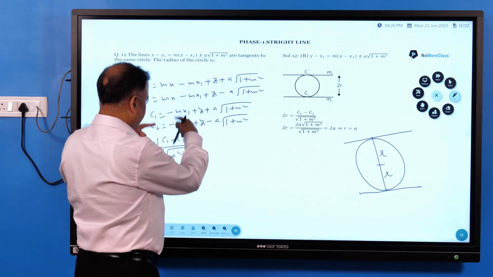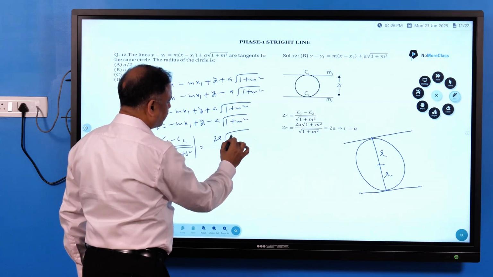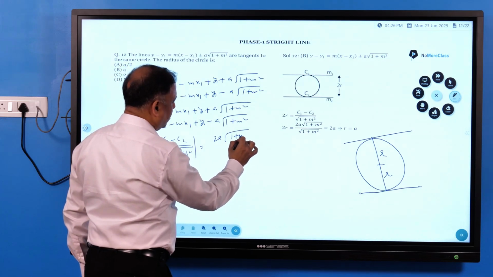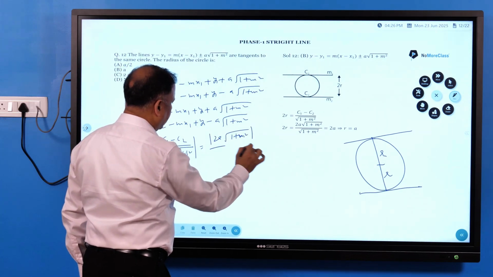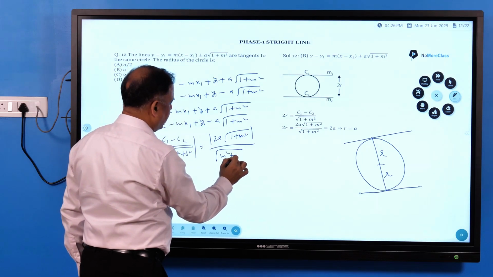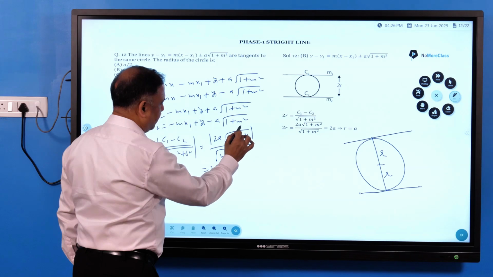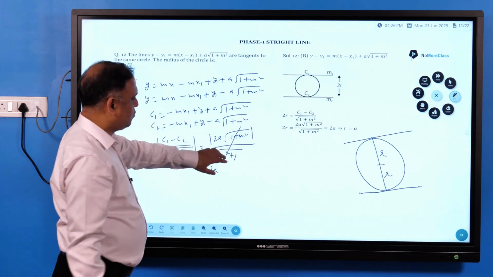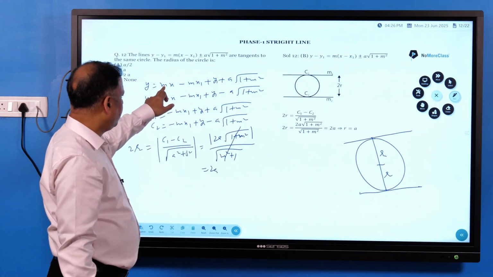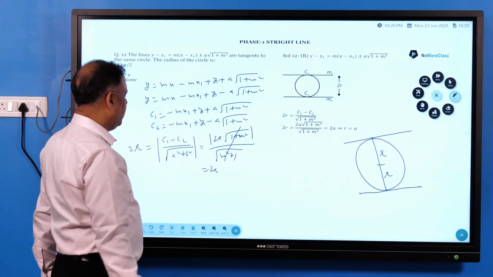So when you are subtracting, this will cancel, so you will get 2a under root 1 plus m square upon under root of the coefficient of x square, which is m square, plus 1. So this will cancel. Coefficient of x square plus coefficient of y square: coefficient of x is m, coefficient of y is minus 1. So it will be 2a.